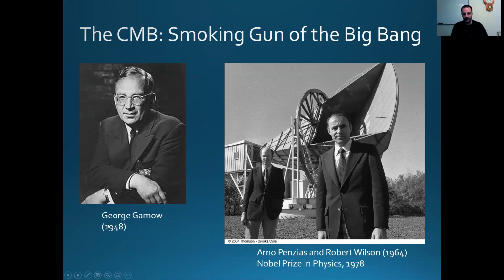Now, in 1948, microwave research was basically non-existent. So Gamow published this paper. Everyone kind of went, oh, yeah, that's nice. No one's ever going to measure that.